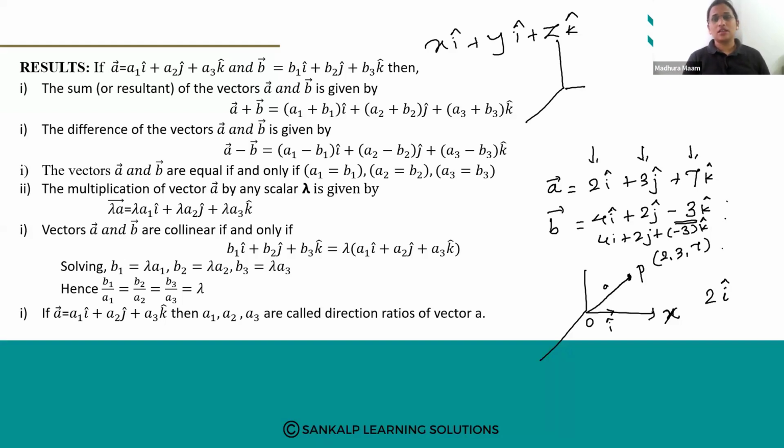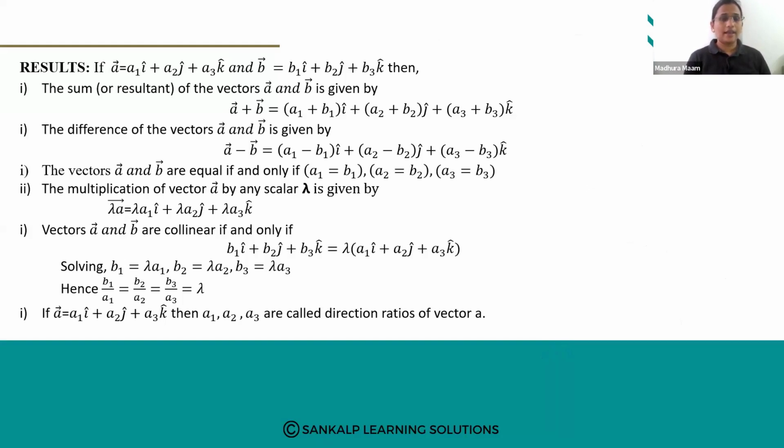Okay, fine. So we'll come back to the results. First result, please concentrate. Let A be one vector with scalar components A1, A2, A3. So the vector is A1i plus A2j plus A3k, and B is the vector B1i plus B2j plus B3k. Then the sum or resultant of the vectors.